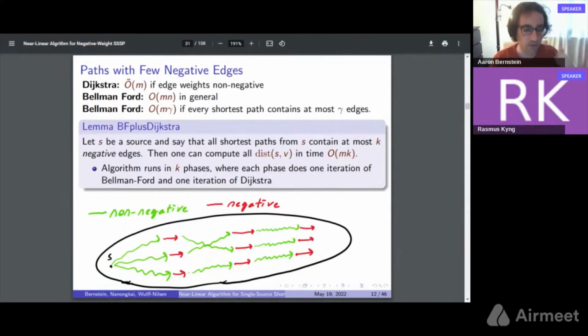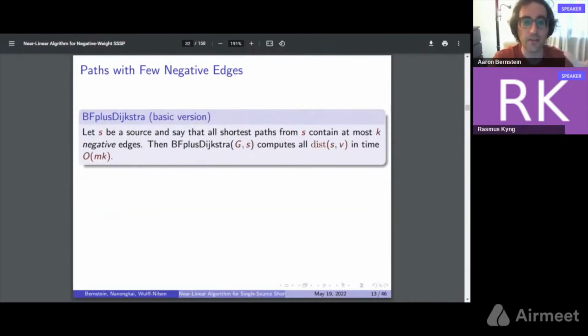And so that's going to give you the shortest path using as many non-negative edges as you want, and then one negative edge. And now from those labels, you just run Dijkstra again. And that's going to explore all the non-negative edges. And now you have the shortest path using non-negative edges, then one negative edge, and then many non-negative edges. And then again, you run Bellman-Ford for one iteration. And by just layering these, you get that as long as the number of negative edges is less than k, your running time is mk. So that's a basic algorithm we're going to need.